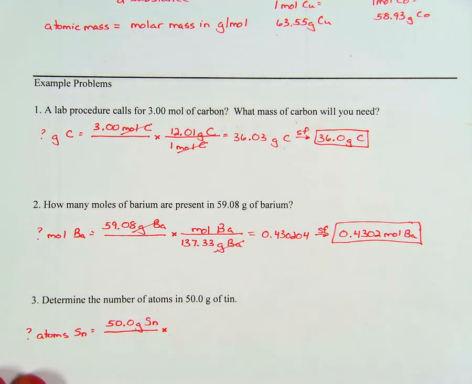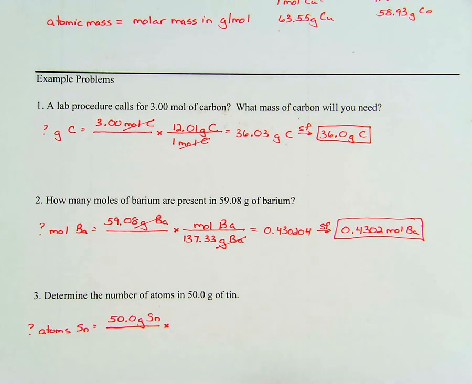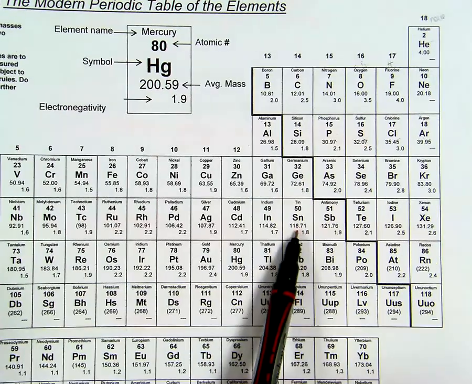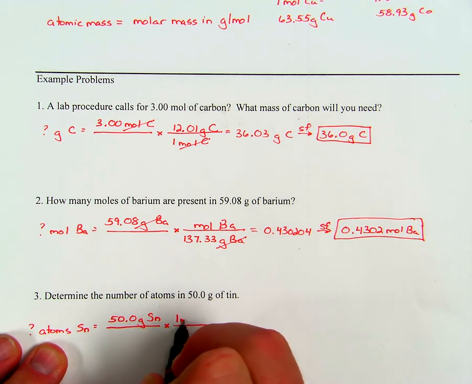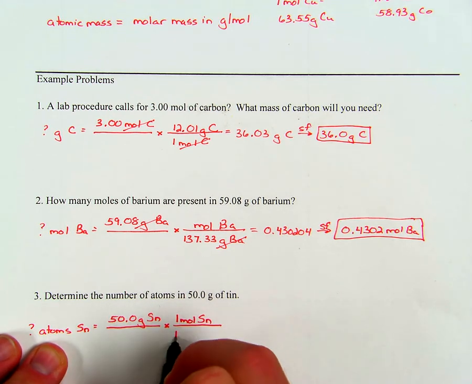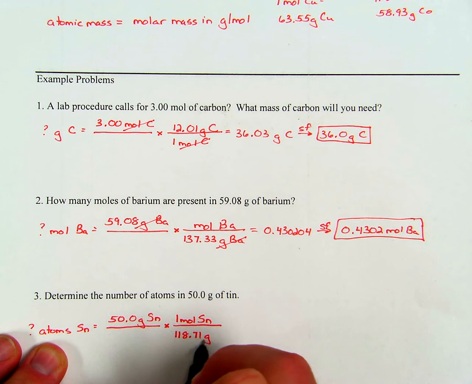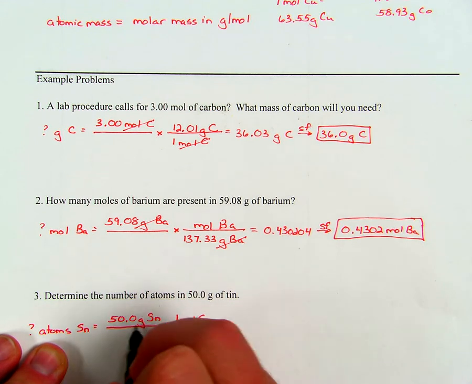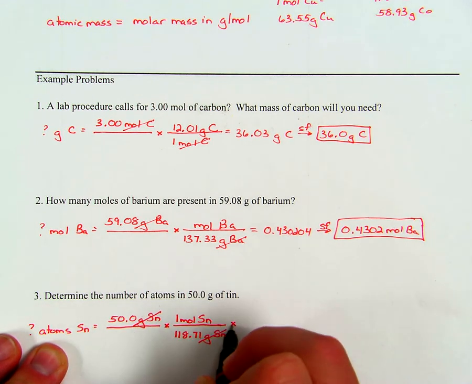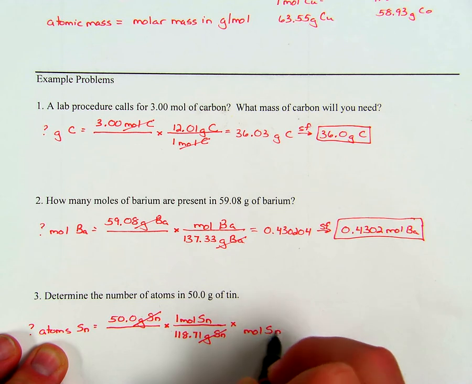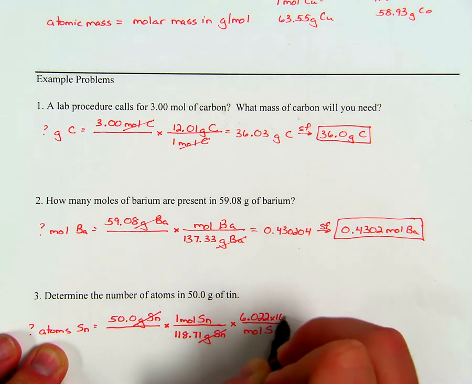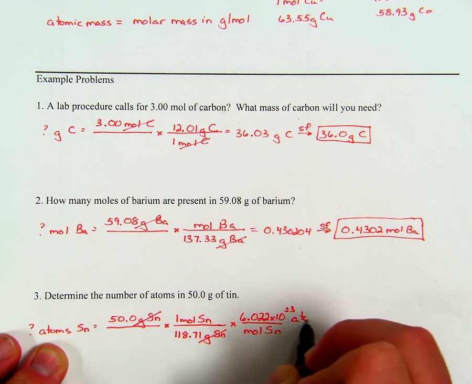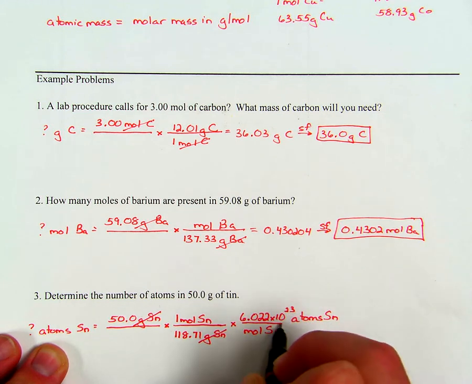If you look at your periodic table, you can see the molar mass of tin is 118.71. So I can use that as a conversion factor. 1 mole of tin has a mass of 118.71 grams of tin. Grams cancel. And then I know that a mole of tin would contain 6.022 times 10 to the 23rd atoms of tin, because that's how many of anything are in a mole. And we've done the problem.